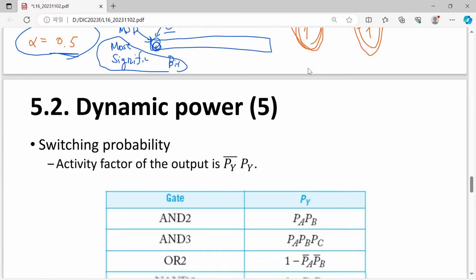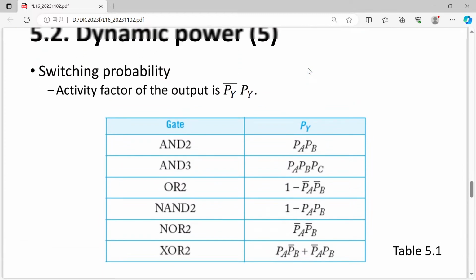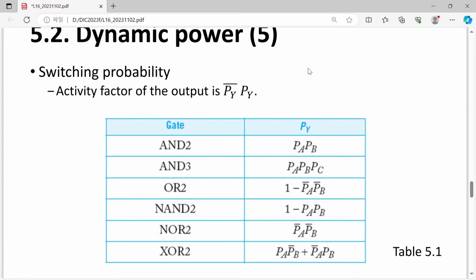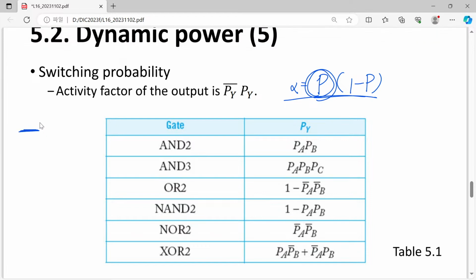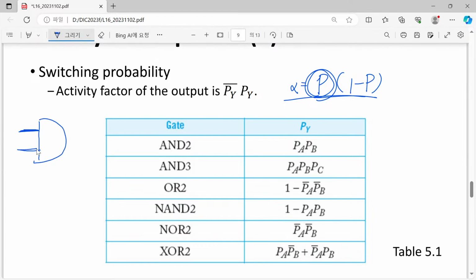Okay? So once we accept this kind of description, now we can think about the switching probability, our p-value. Once we understand p, then p times 1 minus p will determine our activity factor. Then who decides this p? So let's say that we have a certain signal. However, now we have a two-input AND case.